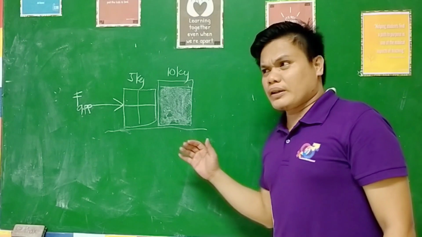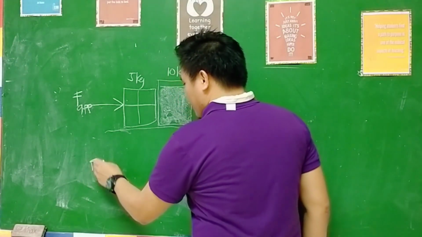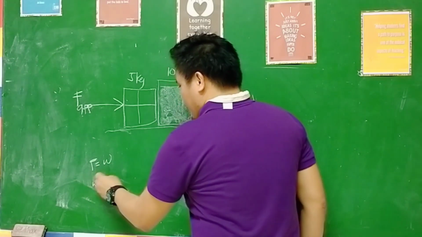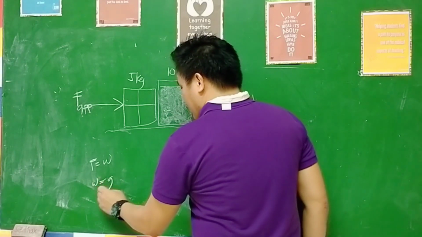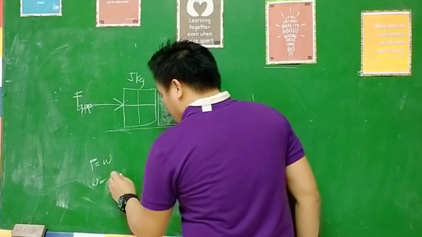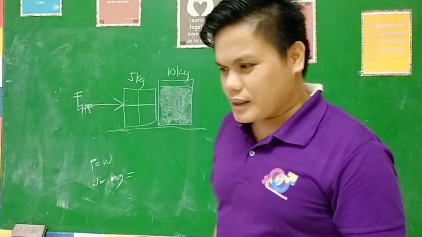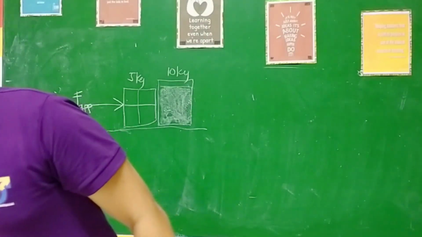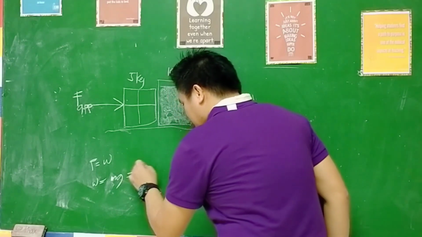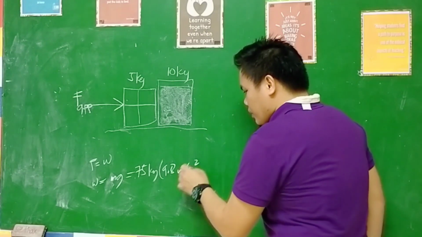Sabi po ni law of gravitation, force is equals to weight. Therefore, weight is equals to mass times acceleration due to gravity. And that is, my mass is 75 kilograms times 9.8 meters per second squared, which is constant.